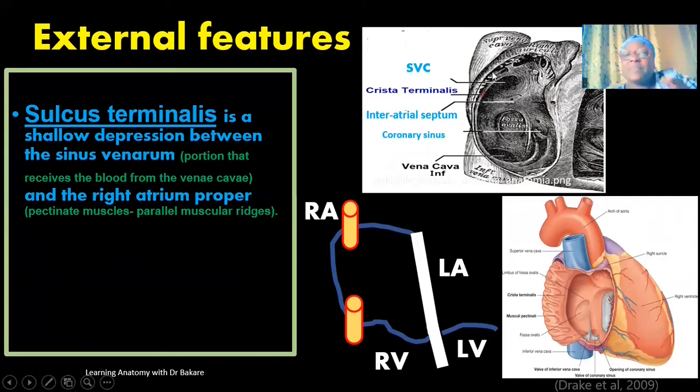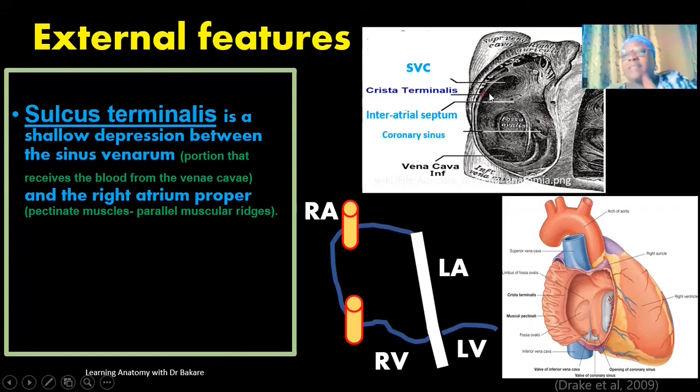So there is a depression that is created on the external surface. So you have a depression out here, just around this region, where it separates the sinus venarum at the back and also the right atrium proper at the front. The right atrium proper here is chopped off, so it's opened so that the interiors of the right atrium can be seen.